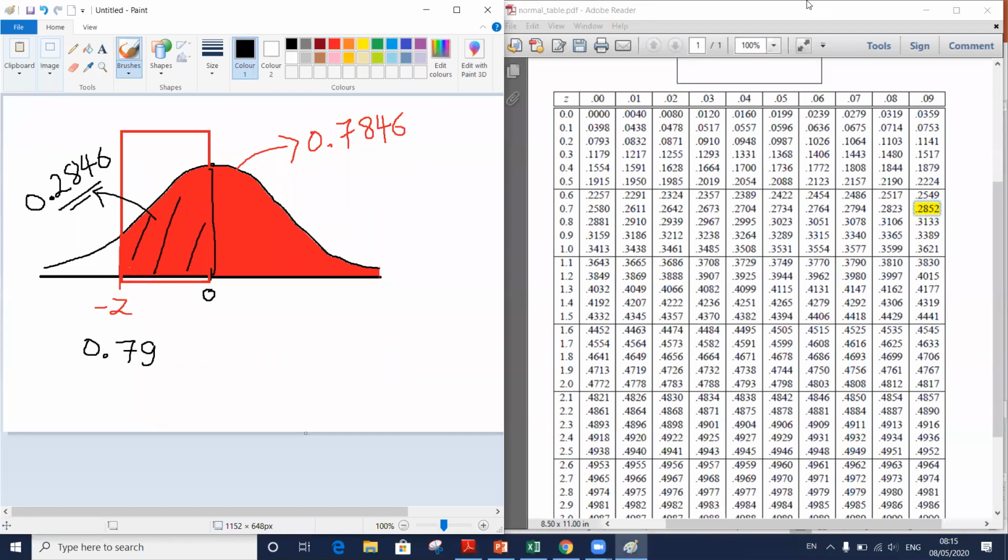Is 0.79 positive or negative? Always we need to look for that. It should be negative, right? Negative 0.79. Answer for part 2.